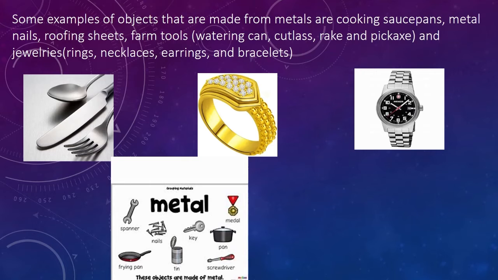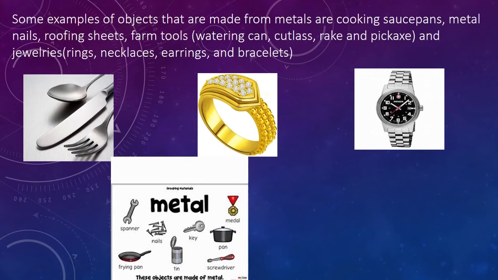Some examples of objects that are made from metals. So we have cooking saucepans, metal nails, roofing sheets, farm tools. Farm tools such as watering can, cutlass, rake, and pickers. And we have jewelry such as rings, necklaces, earrings, and bracelets.